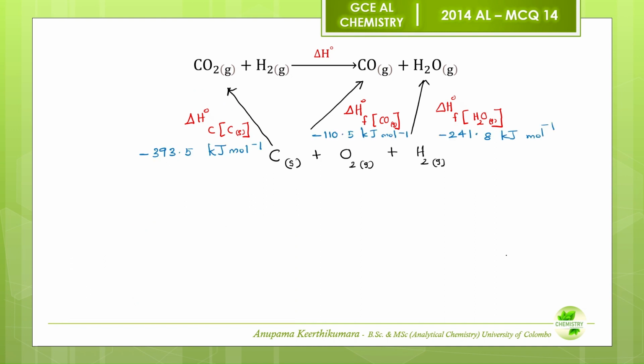The next step is to find the initial state and the final state of this thermochemical cycle. All the arrows are starting from this level. Therefore, this is the initial state. All these arrowheads are towards this level. Therefore, this is the final state. According to Hess's law, the enthalpy changes in these two routes are the same.